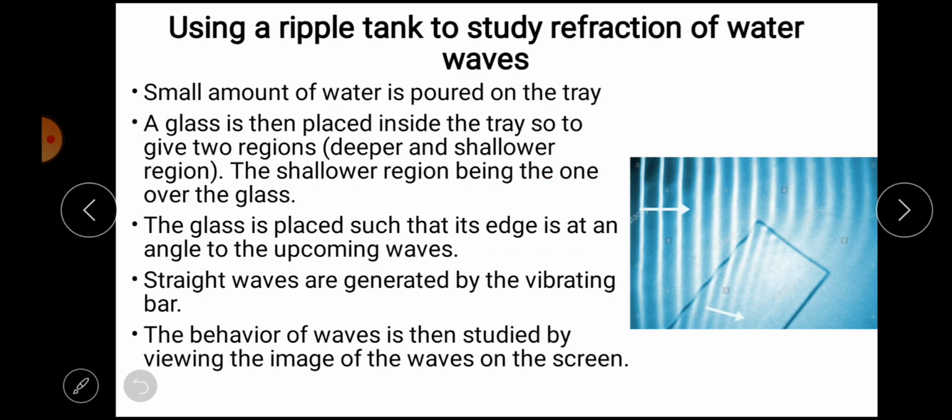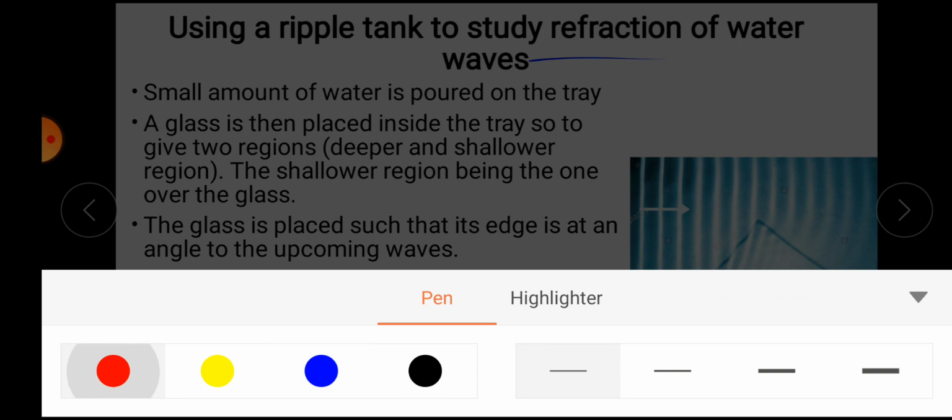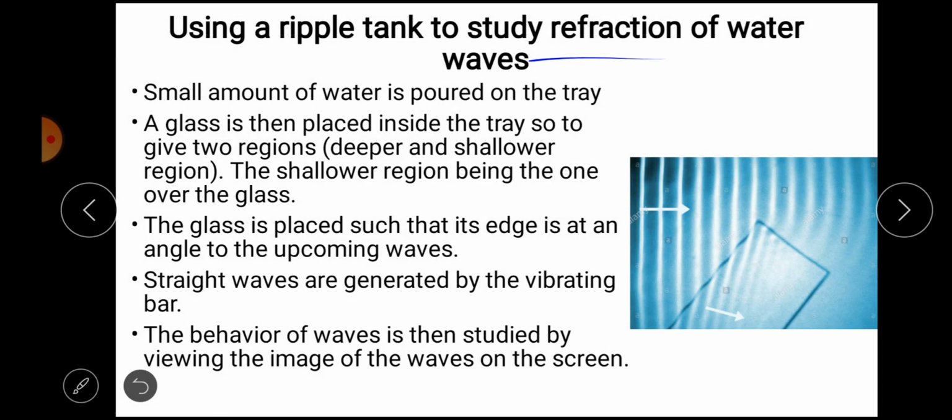So as we have said before, we are using a ripple tank to study water waves. We are also going to use the ripple tank in this case where we are studying refraction of water waves. What we do here, we pour a small amount of water on the tray of the ripple tank. A glass is then placed inside the tray so as to give two regions. One region is going to be deeper and the other one is going to be shallower, the shallower region being the one over the glass.